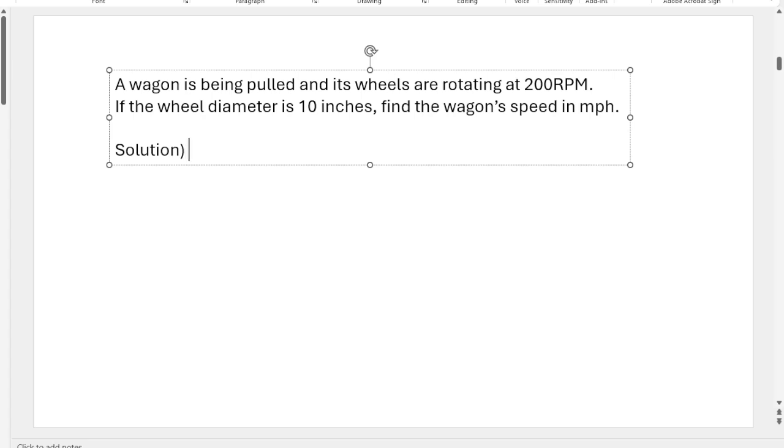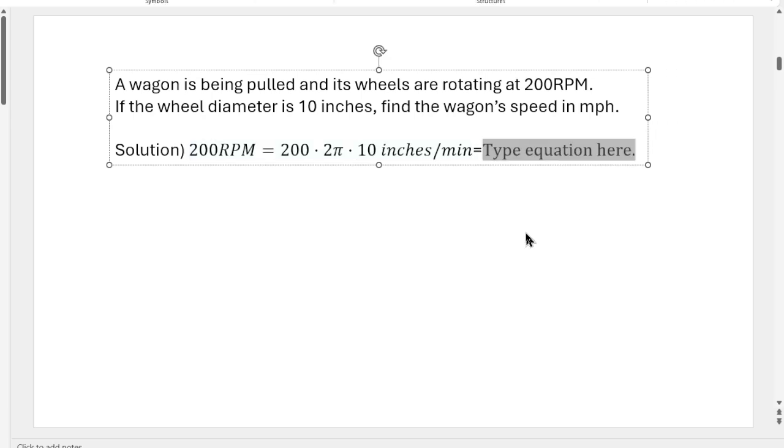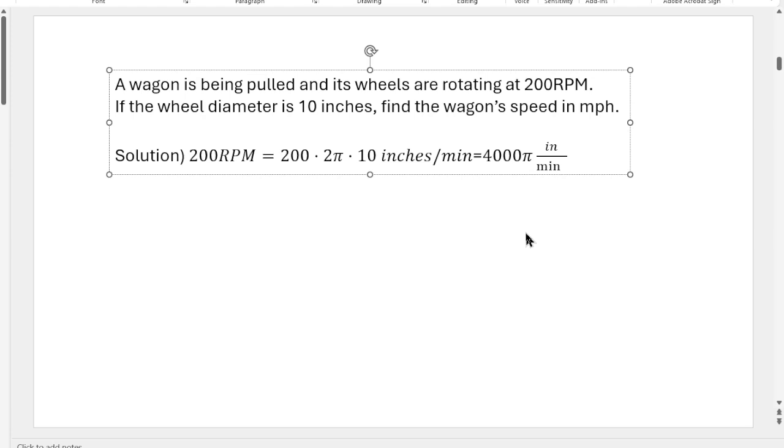Okay, solution, let's try this. So 200 RPM is now going to be 200 times 2 pi times r, where r is 10 inches, per minute. So it's going to be equal to 20 times 200, which is 4,000 pi inches per minute.